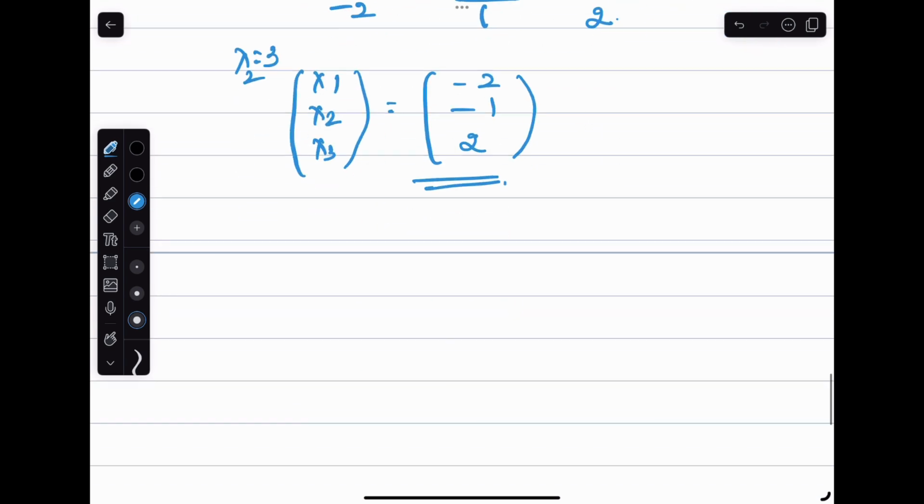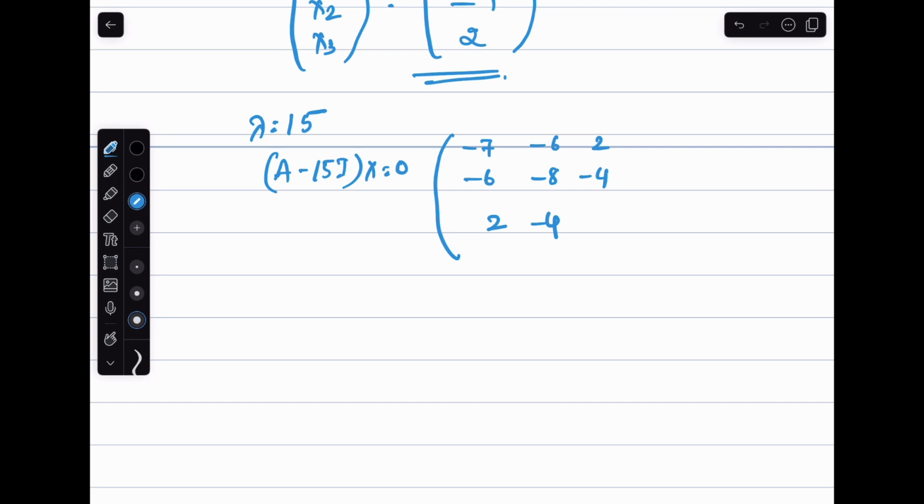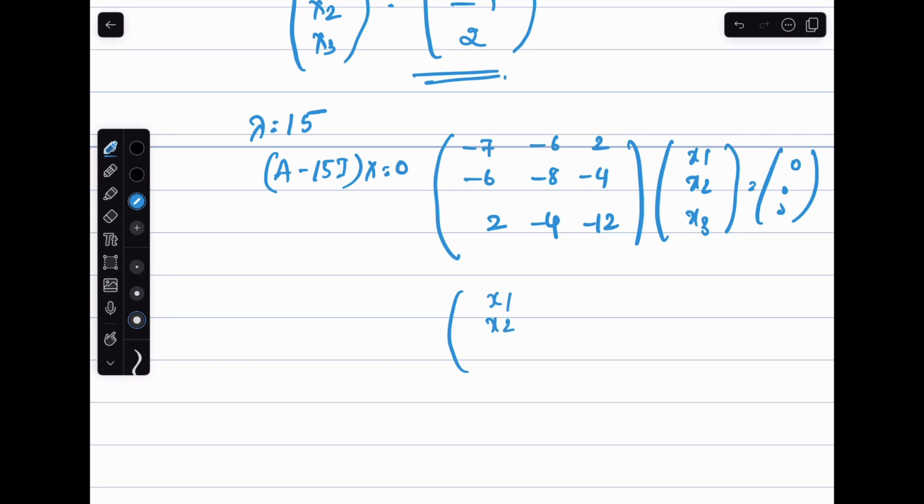Okay, now the last but not the least, we have one more lambda, that is lambda equal to 15. So I will write directly, but everything has to be written step by step. Into x is equal to 0. So I will directly substitute, and I got the answer as minus 7, minus 6, 2; minus 6, minus 8, minus 4; 2, minus 4, and minus 12, into x1, x2, x3 is equal to 0, 0, 0. Okay, so solve for it. I am getting the answer for x1, x2, x3 as, pause the video and solve for it. So I'm getting the answer as 2, minus 2 and 1.